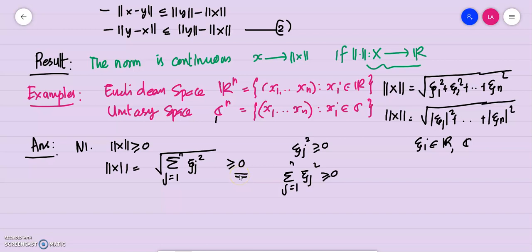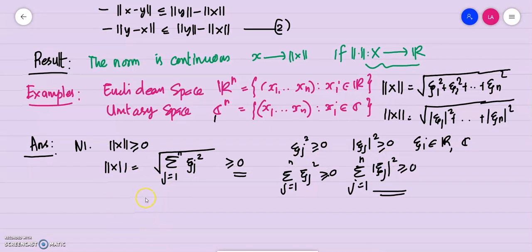So clearly this should be greater than or equal to 0. It is not much to prove. But in the case of complex numbers, here instead of theta j square, we have modulus of theta j square, which is clearly greater than or equal to 0. Then summation j is equal to 1 to n of modulus of theta j the whole square is clearly greater than or equal to 0. If we take the square root also, the square root of this sum should also be greater than or equal to 0. So in general, norm x should be greater than or equal to 0. So moving on to the next property.